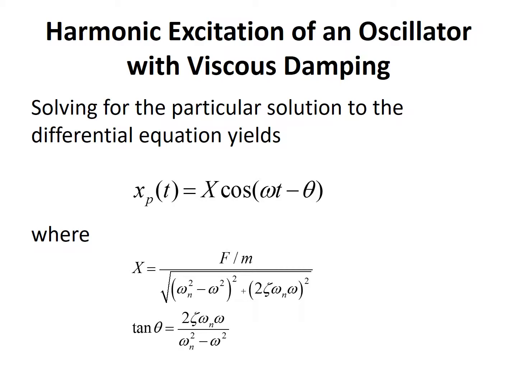The particular solution has an amplitude X and is a harmonic function that oscillates at the excitation frequency but has a phase shift, which we will denote theta. The expression for the amplitude X and the phase angle are also shown. Similar to the case of undamped motion, the amplitude of the particular solution is a function of the difference between the natural frequency squared and the square of the excitation frequency omega. As expected, the solution is also a function of the damping ratio of the oscillator. Likewise, the phase angle theta is also a function of the damping ratio, the natural frequency, and the excitation frequency omega.